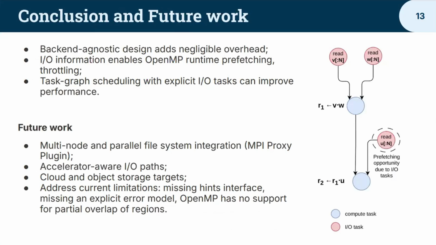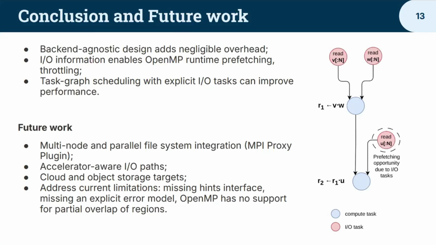So, the conclusions. We present a backend-agnostic library that doesn't add much overhead and provides a common interface for the OpenMP runtime to interact with. We also show that I/O information lets the runtime do prefetching and throttling, because the runtime is informed of the I/O operations, and that task graph scheduling with explicit I/O tasks leads to better performance. Again, it's not only treating I/O as an independent task with its dependencies, but the runtime is aware that this is an I/O operation and can make scheduling decisions based on that.